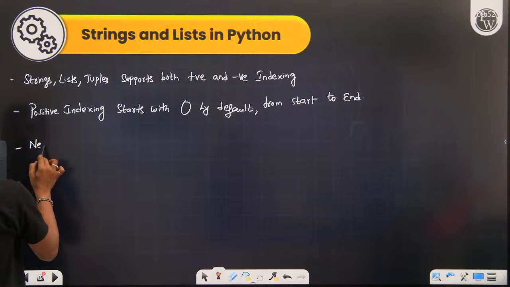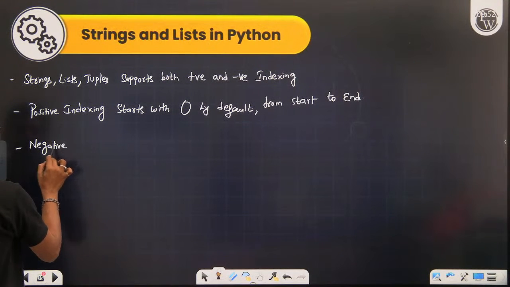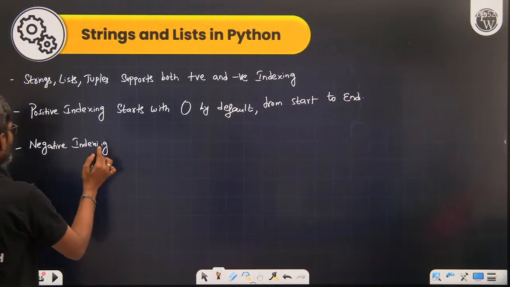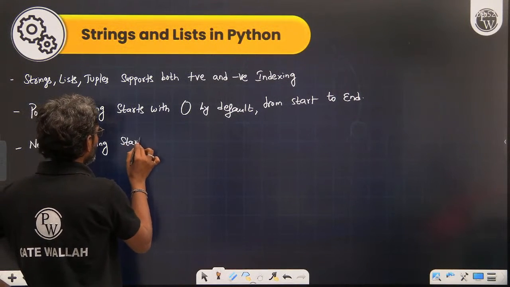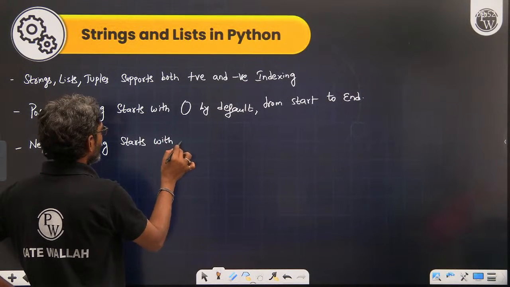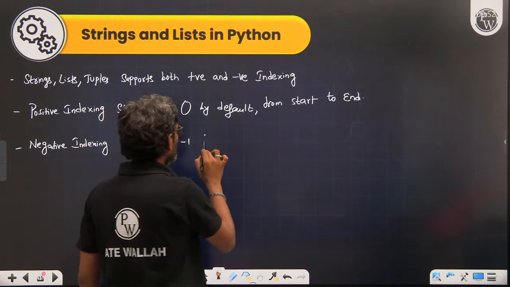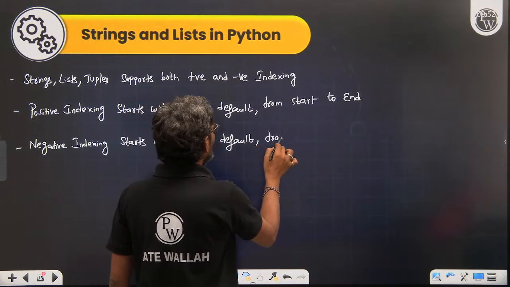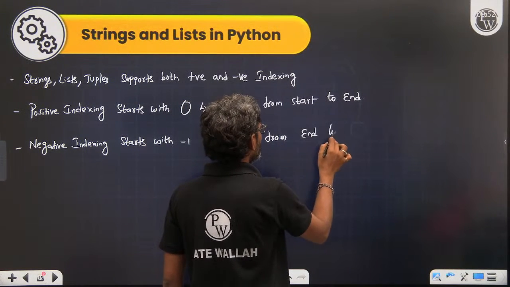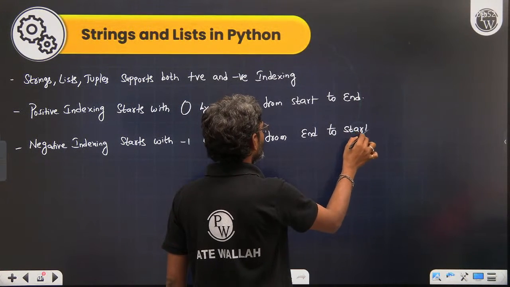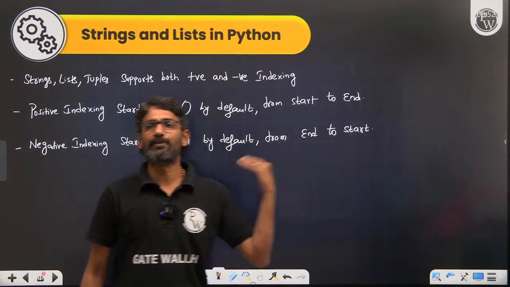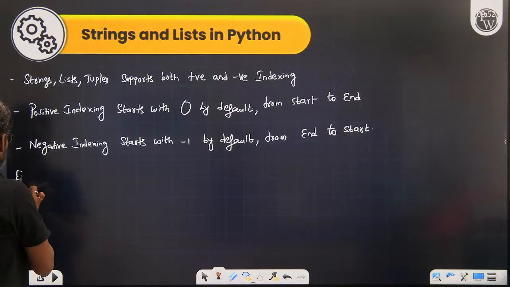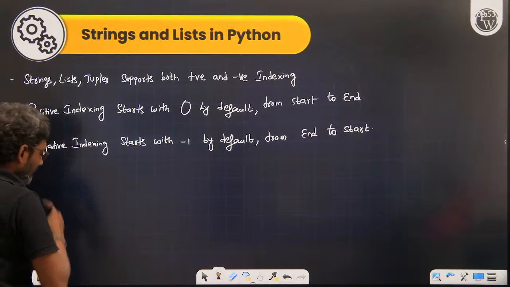And negative indexing starts with -1 by default, and from where does it start counting? From end to start. From last to first, this indexing will continue.